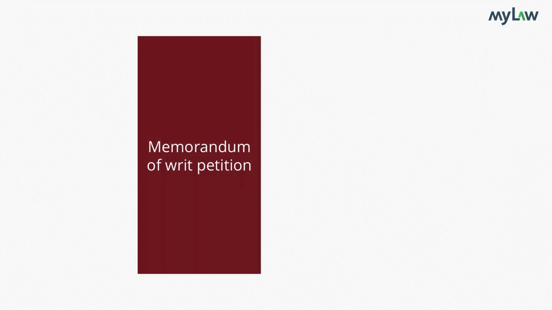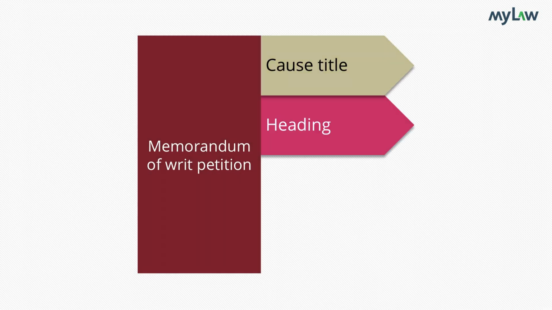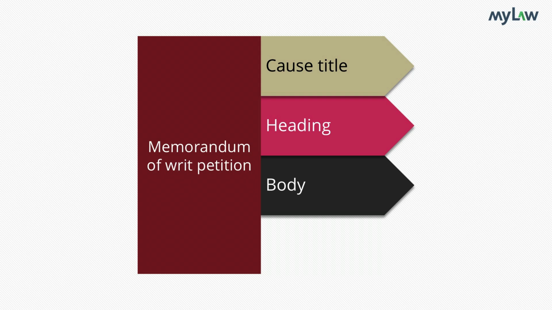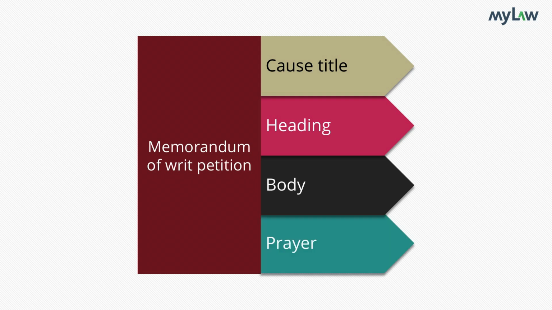The memorandum of writ petition itself contains several elements as follows: the cause title, the heading, the body of the writ petition, and the prayer column. The full cause title, like in all other pleadings, will state the name of the court, the case number and year, and the names, addresses, and ranks of all parties.